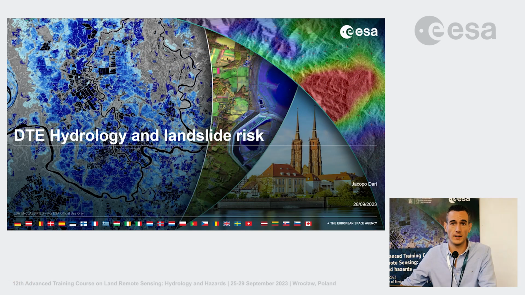DTE stands for Digital Twin Earth Hydrology, which is an activity, but actually is a project. Actually, two projects, or better said, two phases of the same project. And the aim, as we will see, was and actually is to reproduce a digital replica of the Earth system, in this case for the water cycle. Then there is also a bit of focus on the landslide risk.